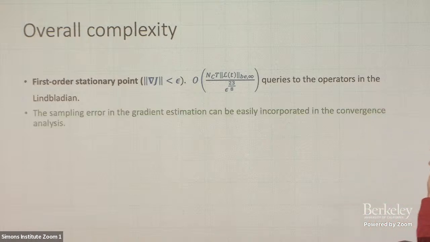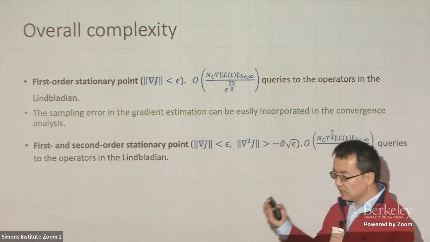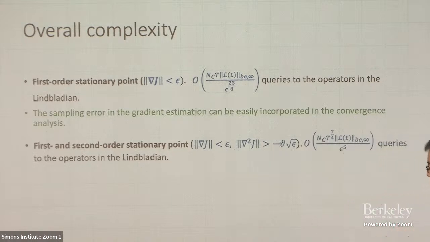Overall, if you just want to reach a first order stationary point, the complexity is actually very good compared to some other approaches. But if you want to get to a second order stationary point, this is much harder, and the epsilon dependence is a lot worse. This could be another open problem: what is the best way in quantum classical algorithms to combine the quantum aspect and the classical optimization algorithms?